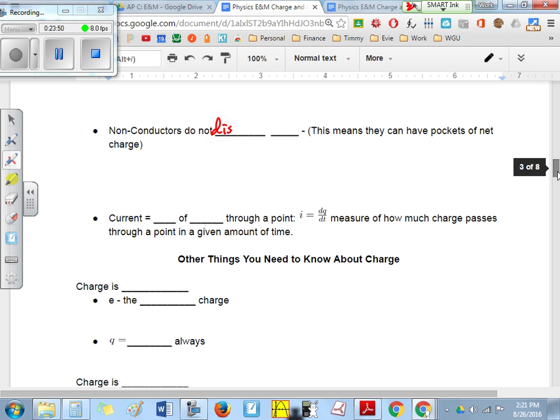Non-conductors do not distribute their charges. They can't because the electrons aren't free to move. So you can actually have pockets of net charge. So if it's an insulator, then you can have the object with a lot of positive here, and then just a little bit of positive here, and then a ton of positive here. But this has to be on an object where the electrons can't move. As soon as the electrons are mobile, man, they are going to distribute things evenly and balance things out for you.